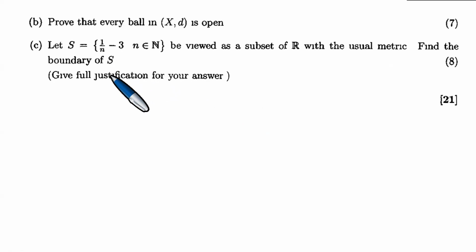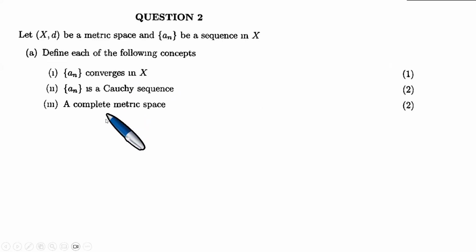Okay, we continue. So now we look at question two. Question two is about sequences. Now let X be a metric space, and let (a_n) be a sequence in X. Define the following concepts: a_n converges, so we're dealing with convergent sequences and Cauchy sequences. Define a Cauchy sequence. The reason for the many definitions is that Cauchy sequences and complete metric spaces are concepts you need to learn first. So it is very important, therefore, to learn this.